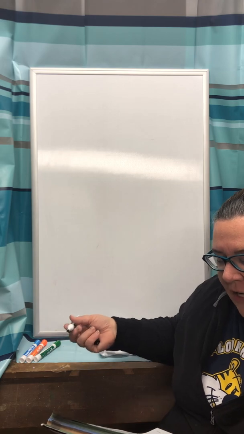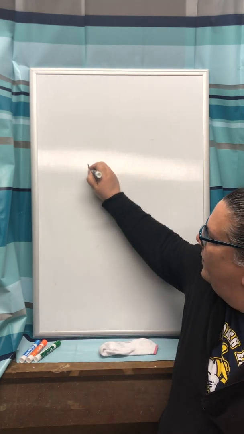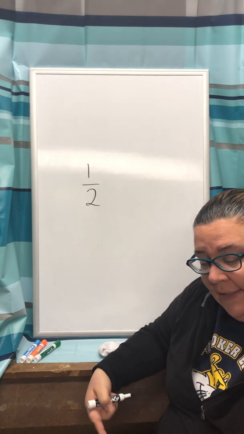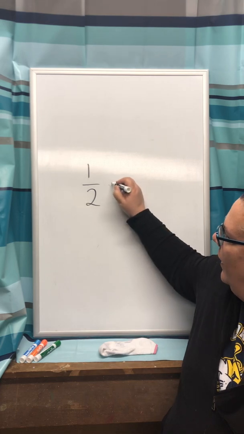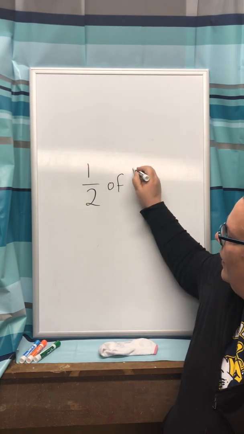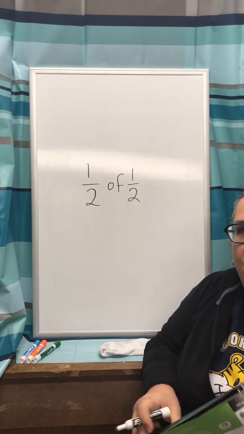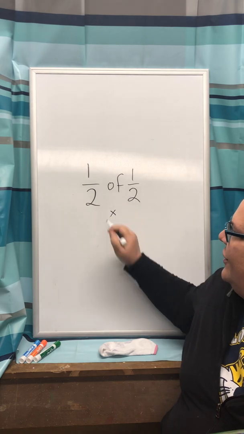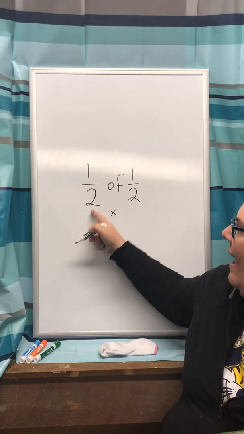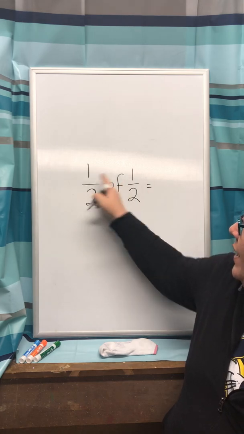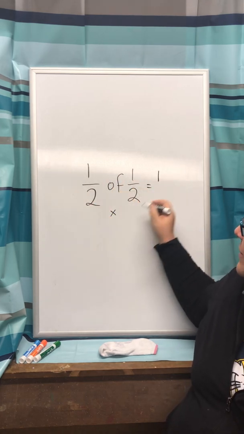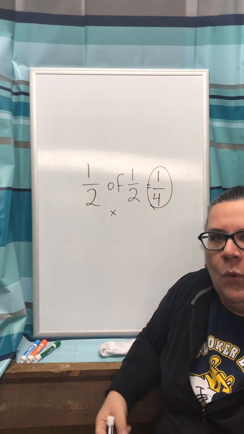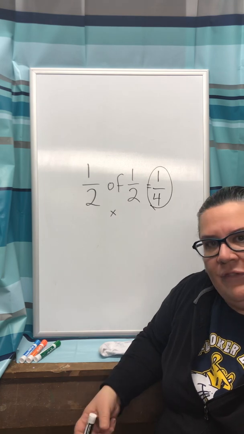So we know that she has a half of a pan, and they told us that she eats half of that pan. So we're going to do half of the half. She eats half of the pan. So we're going to take our "of" and turn it into multiplication. So we're doing 1/2 times 1/2. 1 times 1 is 1. 2 times 2 is 4, which means that she has eaten 1/4 of the leftovers.